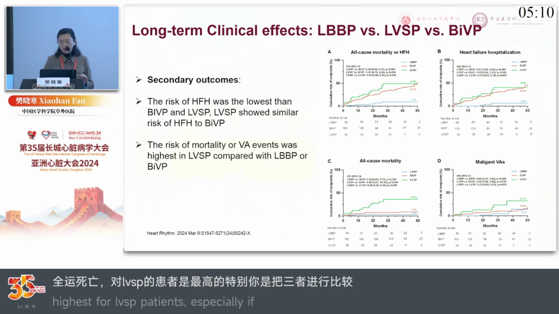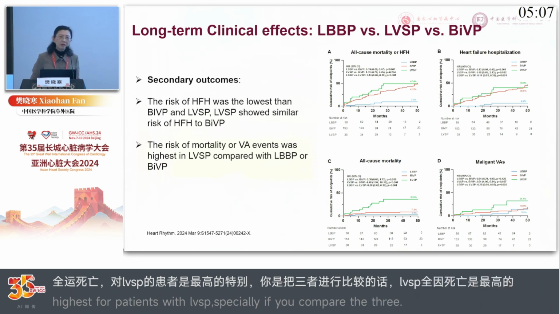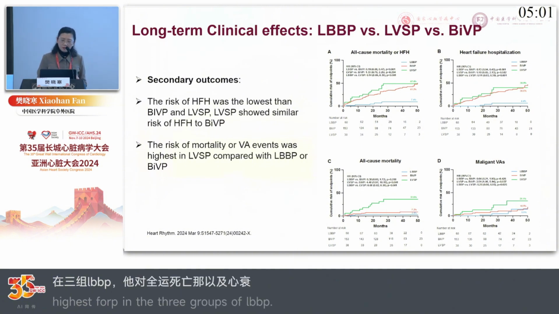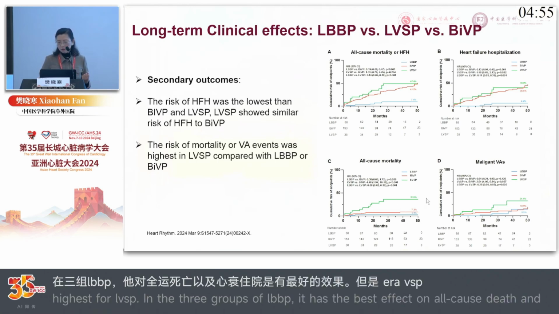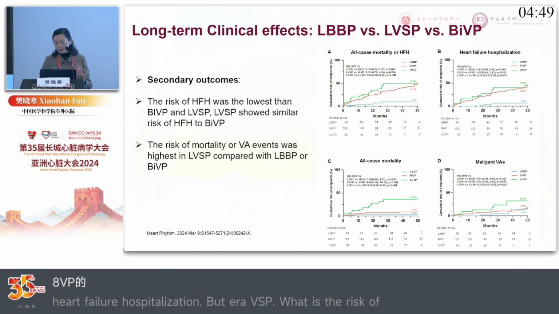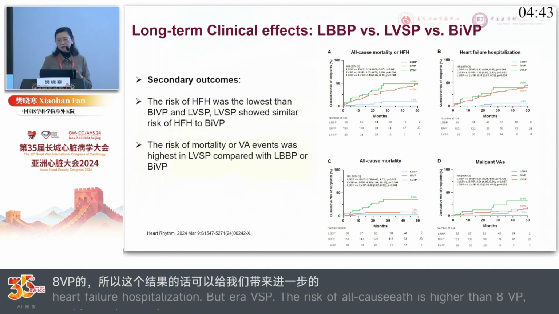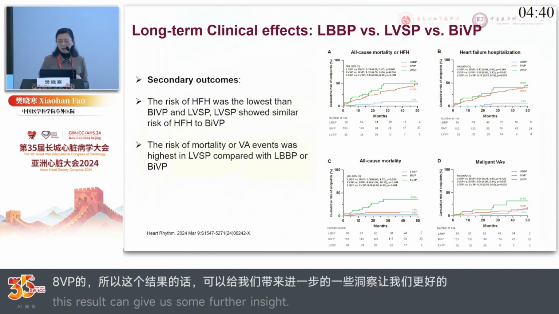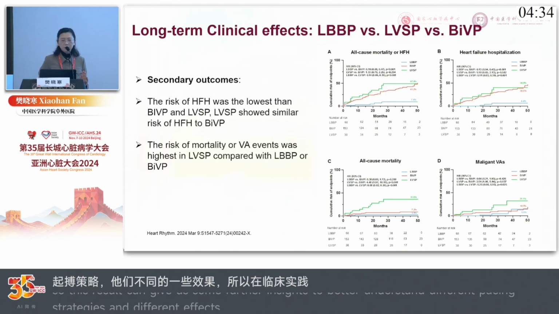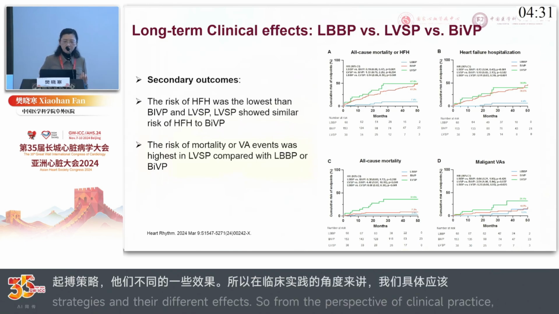In the three groups, LBBP had the best effect on all-cause mortality and the heart failure hospitalization, but the LBSP had a higher risk of all-cause mortality than BIVP. These results give us more insight into the effect on different pacing strategies. So, in clinical practice, how should we choose the pacing strategy in patients with heart failure and the left bundle branch block?